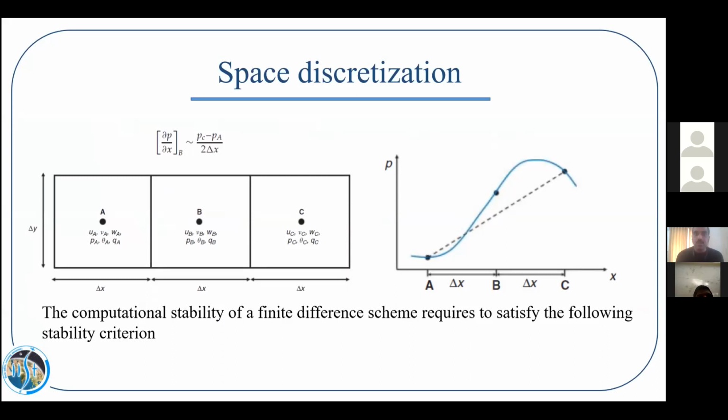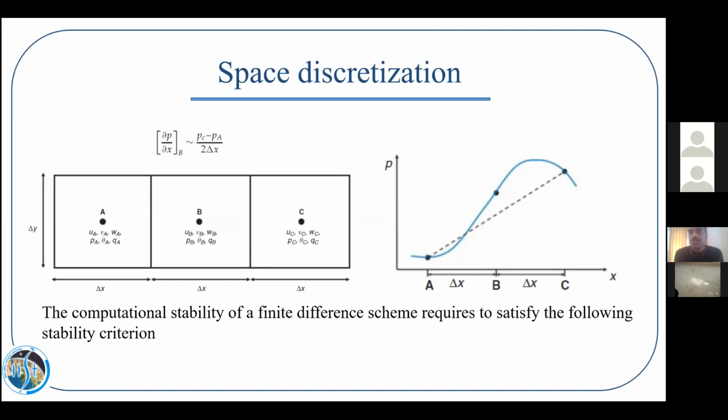I want to find the gradient of pressure at point B, dP/dx, which is given on the top. How do we numerically solve this? We can use the finite difference method. That's not the only way, there are other ways also, but here I'm using the finite difference method. I take the pressure at point C and the pressure at point A, which are separated by a distance of delta x. To calculate dP/dx, we simply take the pressure at point C minus the pressure at point A, divided by the total distance covered. That gives you an approximate value of dP/dx, the pressure gradient.